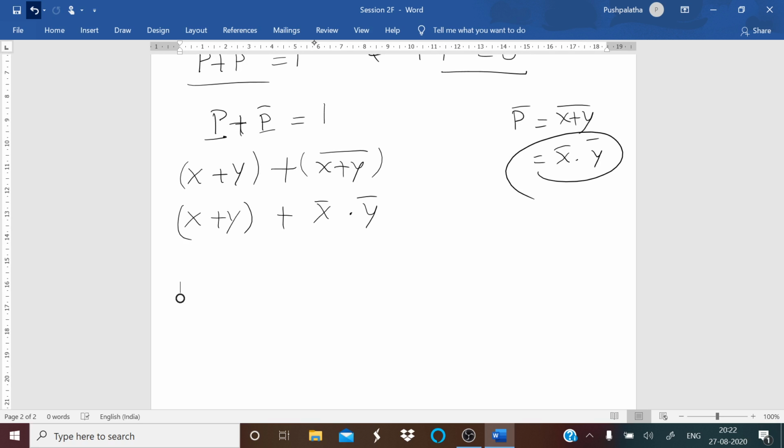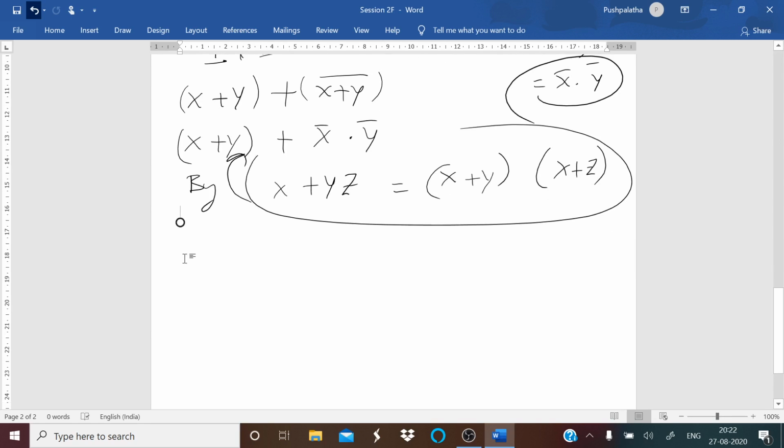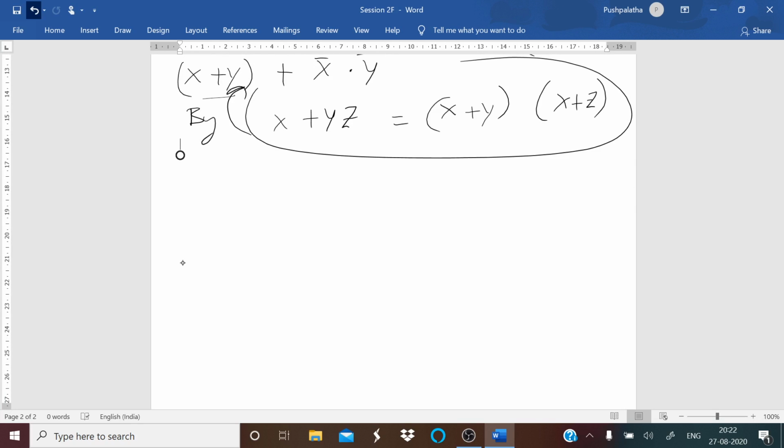You know that x plus yz, you have already learned the theorem. This is nothing but (x plus y) into (x plus z). You have this theorem, right? We are going to use this method here. So this will be x plus y into z. Okay, x plus y into z.